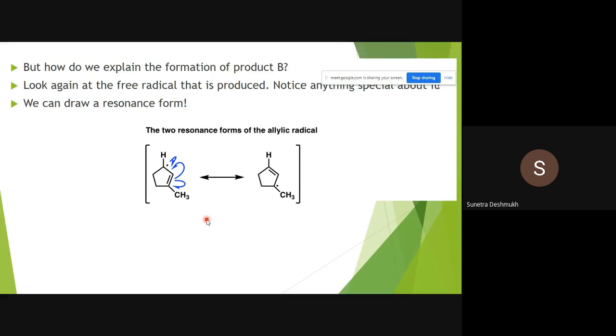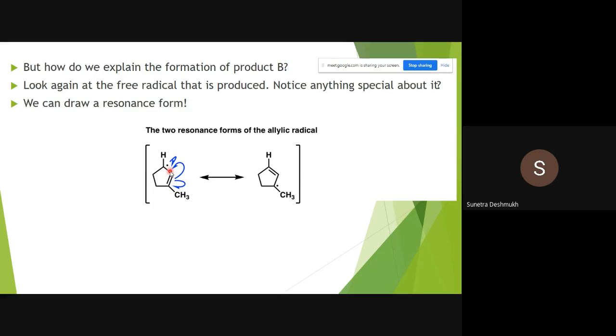Again the same question is here: why is product B the major product? Look again at the free radical that is produced. Notice anything special about it. We can draw a resonance form. Now, as we have seen, this free radical is always in resonance form.